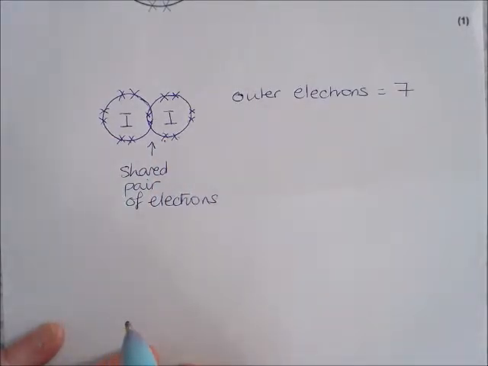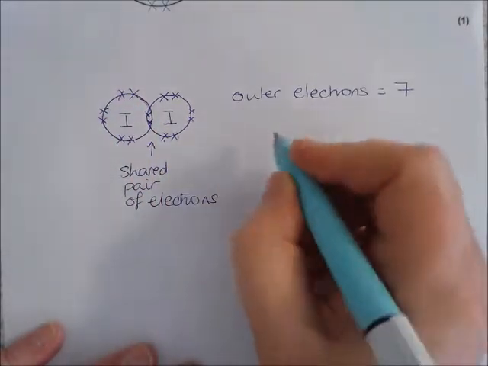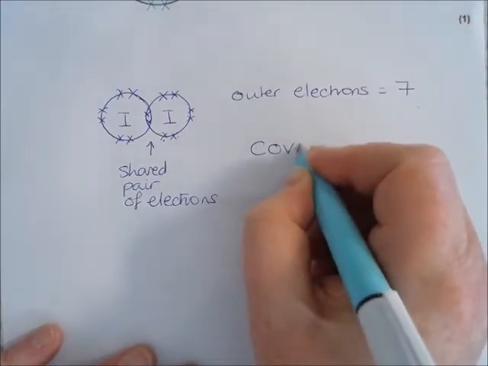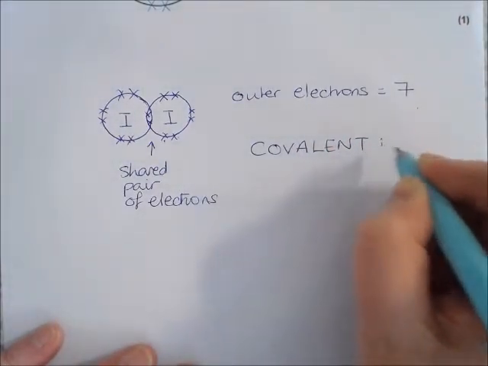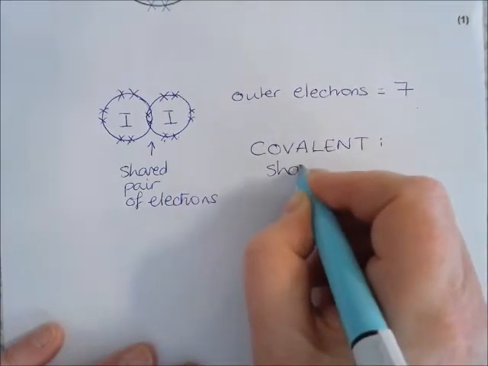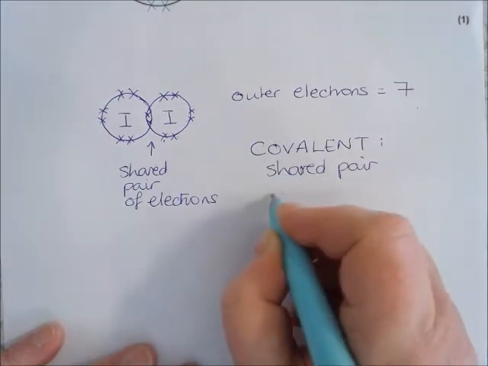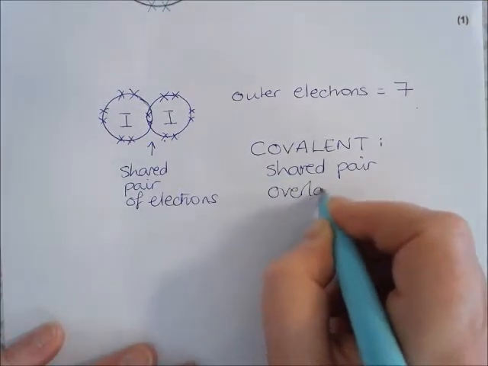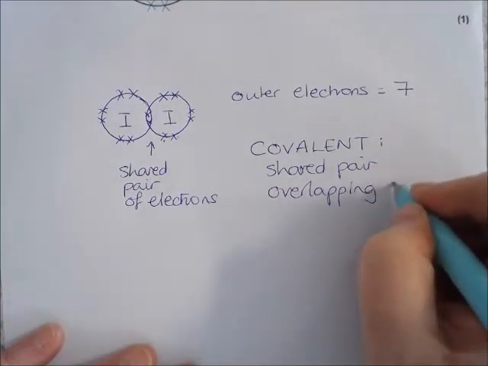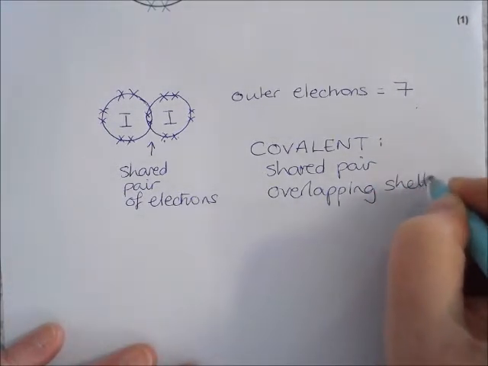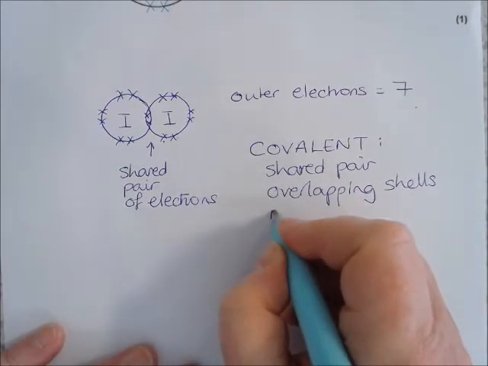And any other element in the non-metals will involve covalent bonding, because 2 non-metals are what you need for covalent, and they always have a shared pair of electrons in the overlap. They have overlapping circles. And they're always non-metals.